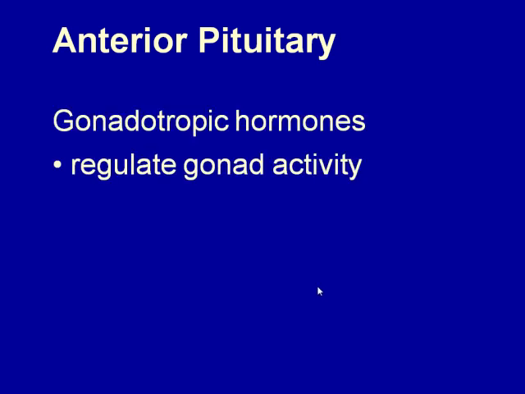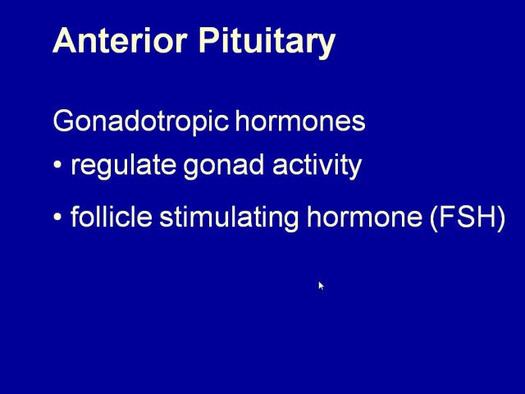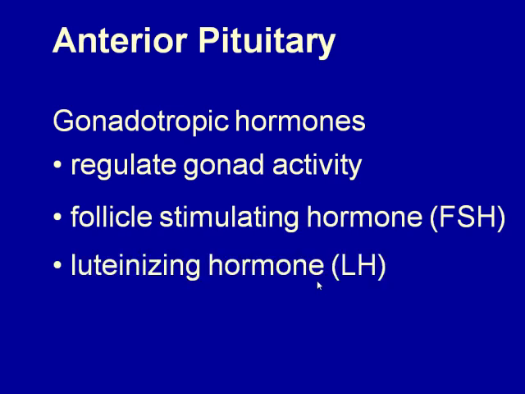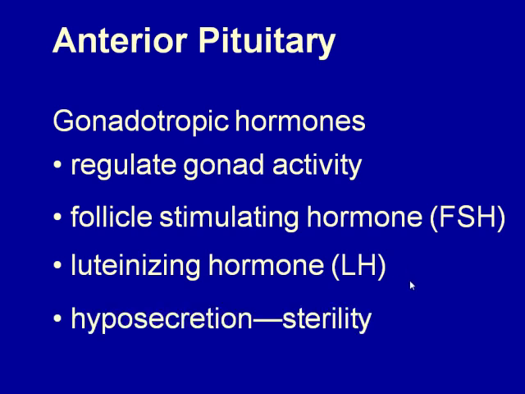Gonadotropic hormones regulate the activity of the ovaries and the testes. There are two, follicle stimulating hormone and luteinizing hormone. And both of these stimulate the development of the sex cells, the eggs and the sperm, and help maintain the reproductive organs so that they can produce these cells. A hyposecretion of either of these can lead to sterility.